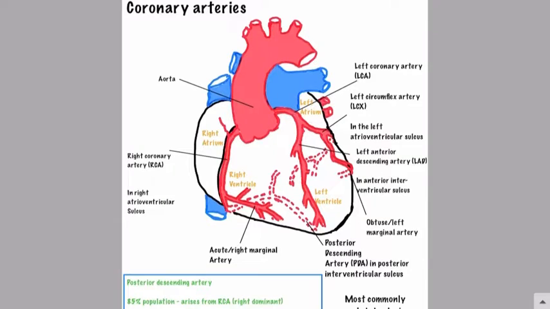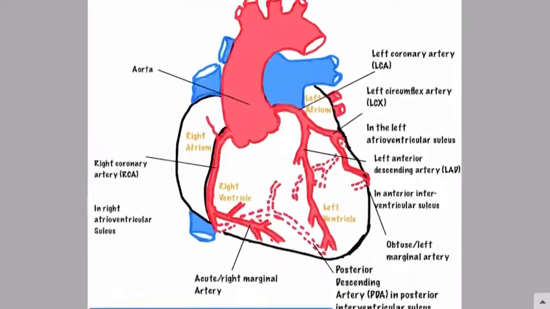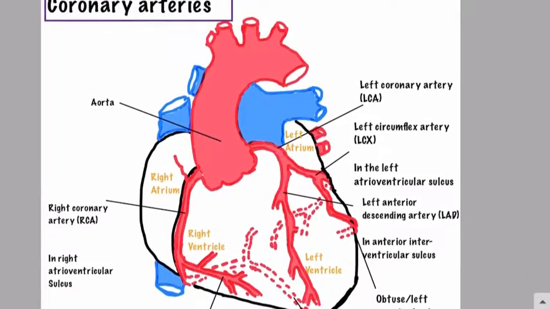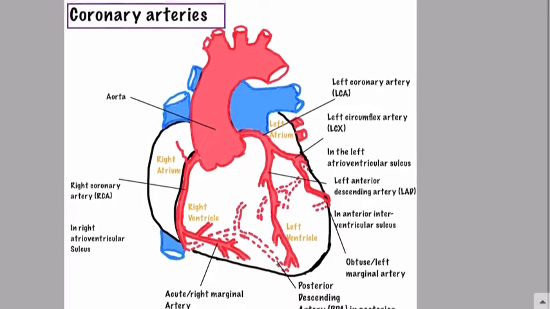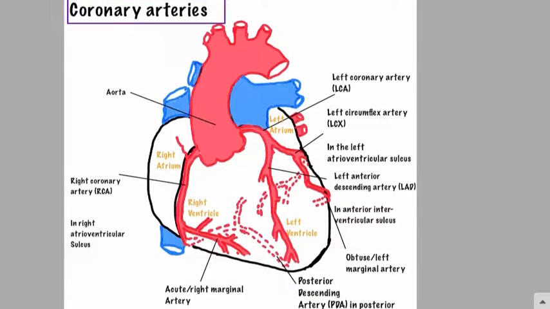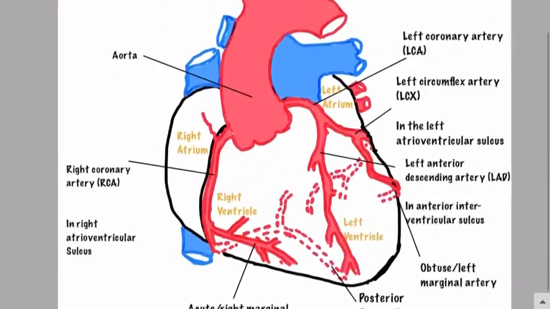Hello everyone, in today's video lecture we will be going to discuss the different types of coronary arteries and the areas of the cardiac muscle which are supplied by these coronary arteries. So guys, as you all know that coronary arteries penetrate the cardiac muscle and supply the cardiac muscle with oxygenated blood. So guys, there are two main coronary arteries.